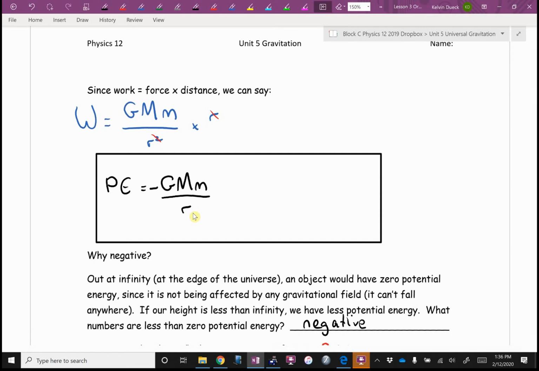We're going to talk more about why it's negative today. We said the reason it's negative, well, there was a calculus reason that I gave to my calculus students, because if you take the derivative of that with respect to R, you get the force equation. But it's also negative because we defined zero energy to be out at infinity. We said if you were on the edge of the universe and we let you go, you won't fall because there's no gravity acting on you. If you won't fall, you must have zero potential energy.